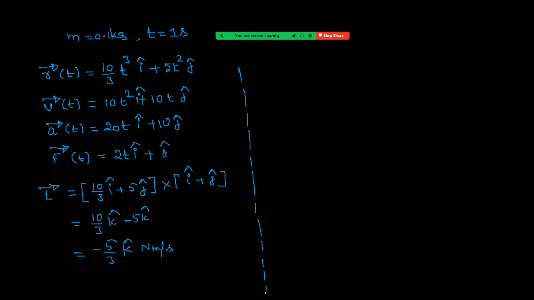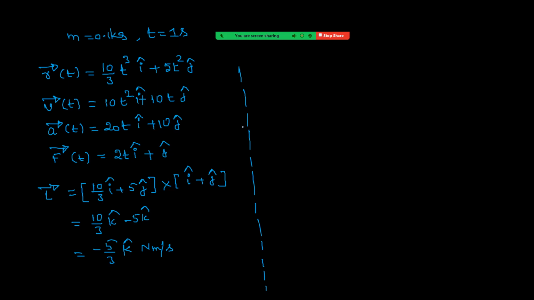Right. Next. See next one. Next, coming to option C, force F bar is given by, when you are taking t value 1, it is 2 I cap plus j cap. That option is not matched, right? Okay, next focus on torque.